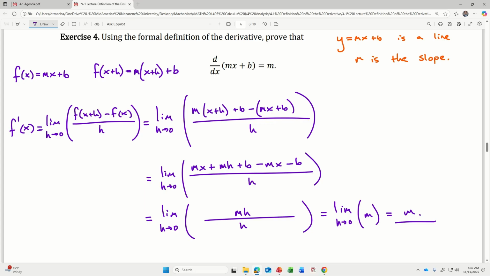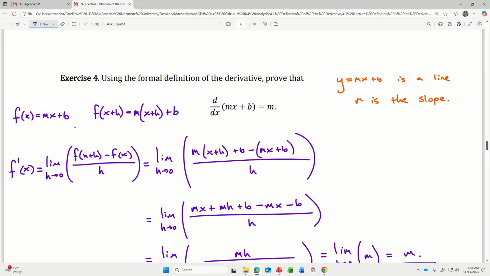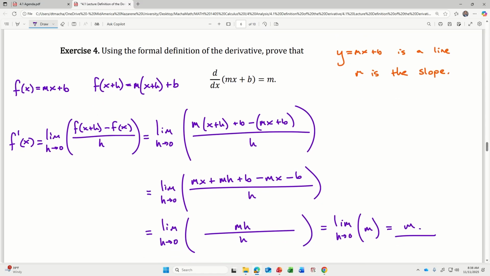Okay, questions? So that makes us a little bit more comfortable saying that the derivative is like the slope of a function, because if I plug in a linear function, then it's the slope of a line.